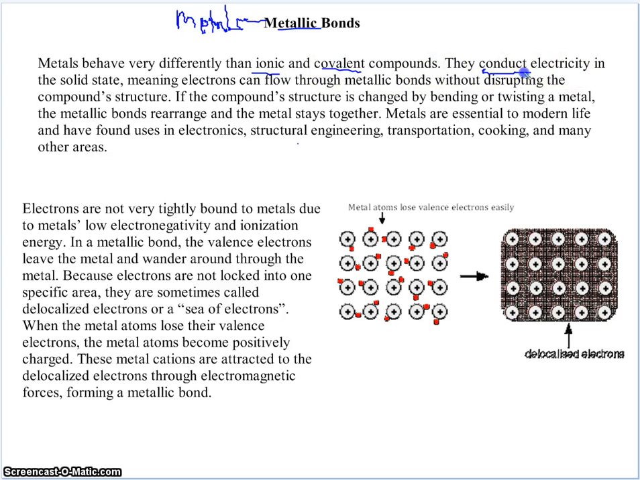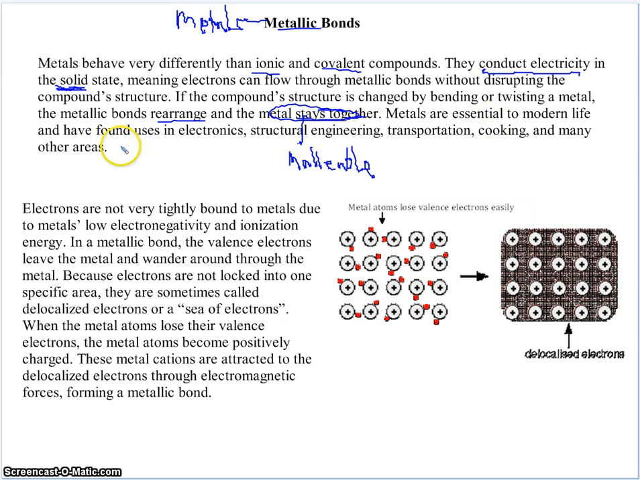They conduct electricity in the solid state, meaning electrons can flow through metallic bonds without disrupting the compound structure. Now, ionic does it when dissolved or melted, but a lot of times it's not useful because you can't build a wire out of a melting something. That doesn't make sense. If the compound structure is changed by bending or twisting a metal, the metallic bonds are rearranged and the metal stays together. So this is why metals are malleable.